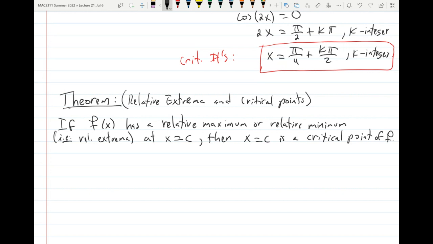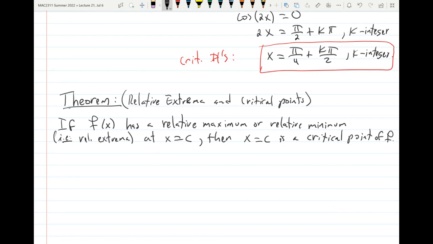So let's argue this. I repeat, this is not saying the converse, which is not necessarily true. In fact, it's not true. We have a counterexample. Think about the cubic, y equals x cubed at x equals 0. That's a critical point, right? Because the derivative vanishes. It's stationary at x equals 0, but that's neither a maximum nor a minimum. Do you understand what I'm saying? So the converse here is not true.